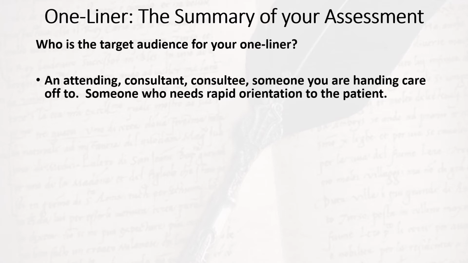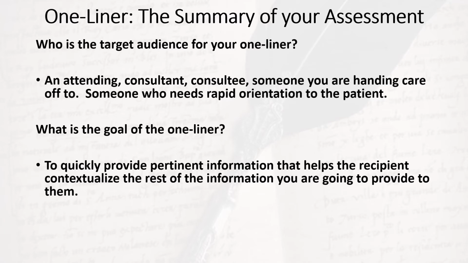And so what is the goal of a one-liner? When you hear a one-liner, what are you trying to extract from it? So what you need is pertinent information that will help you contextualize the rest of the information that you're about to get, right? If I'm the attending and I'm hearing a one-liner, I'm trying to get a quick sketch so that I know what to look for in the rest of the information you're about to tell me. That's why it comes first, and it's also why it comes at the beginning of your assessment. It helps orient the listener.